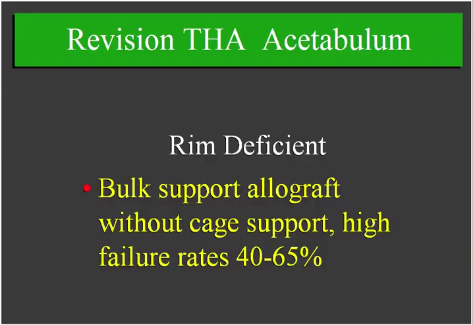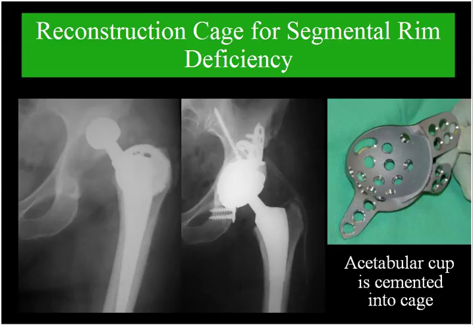If you are rim deficient, a bulk support allograft without a cage will have a high failure rate, and that's been shown. So if you put a big femoral condyle in and bolt it in and you cement into that, that bone graft will resorb and become loose and fail. So what we usually do now is we put the reconstruction cages in there and then put particulate graft and then use cement into the cage. So the cage load shares the forces through the iliac wing into the ischium, allows the particulate graft to heal without too much stress. Okay?